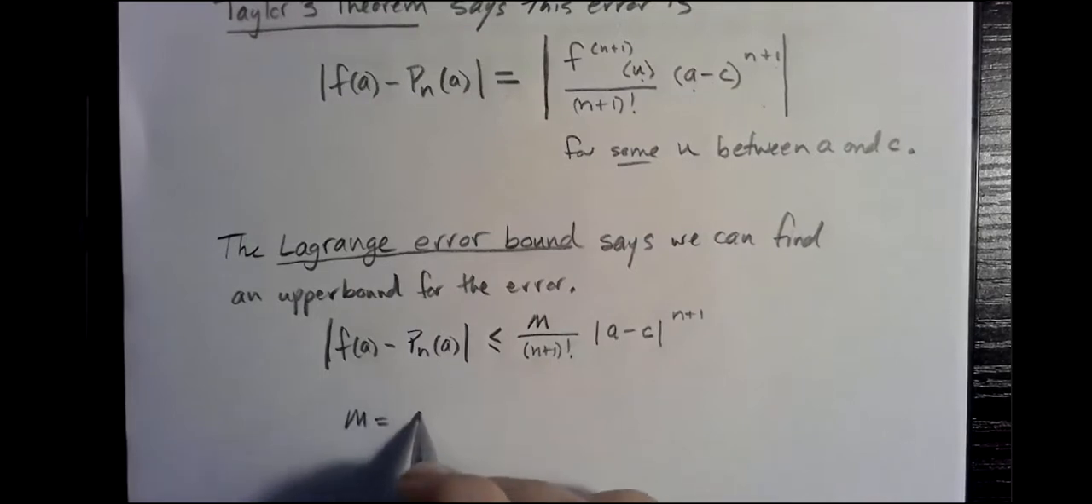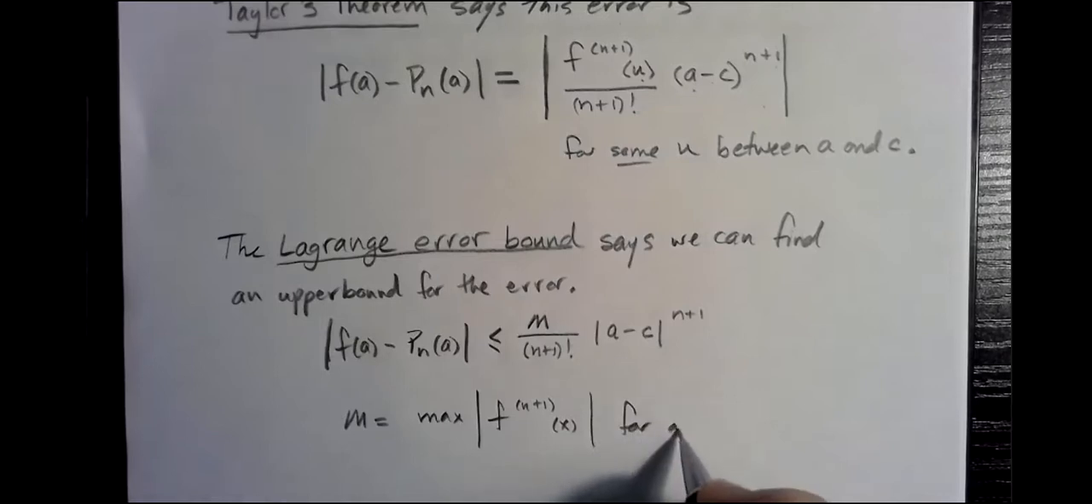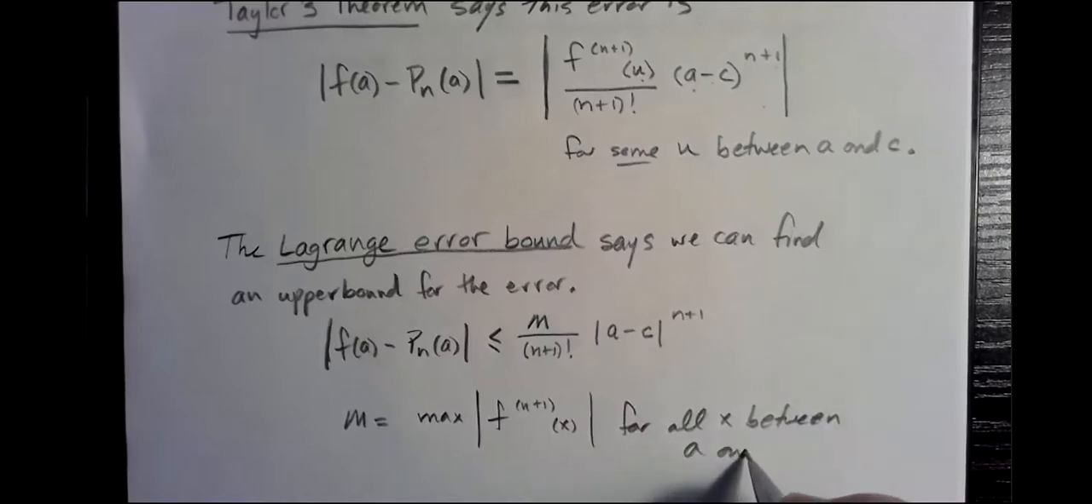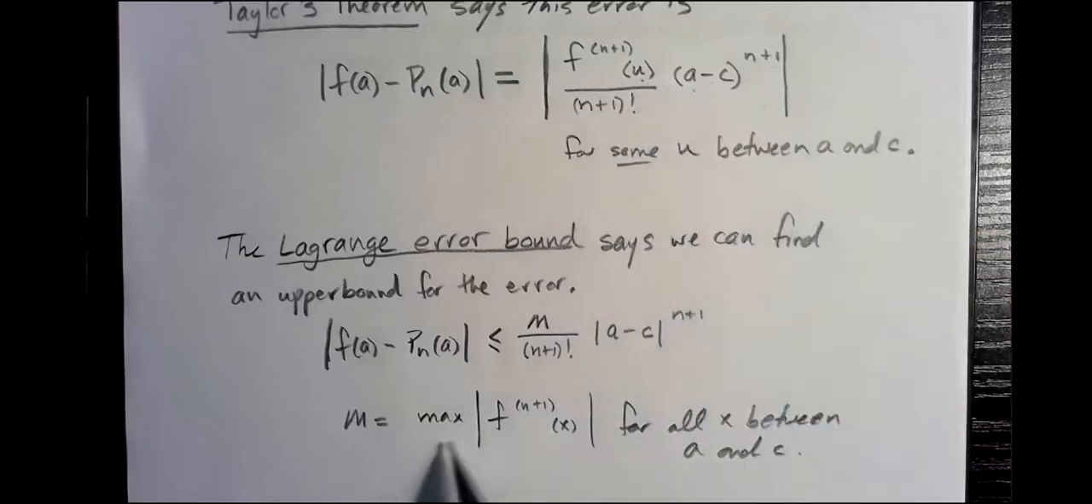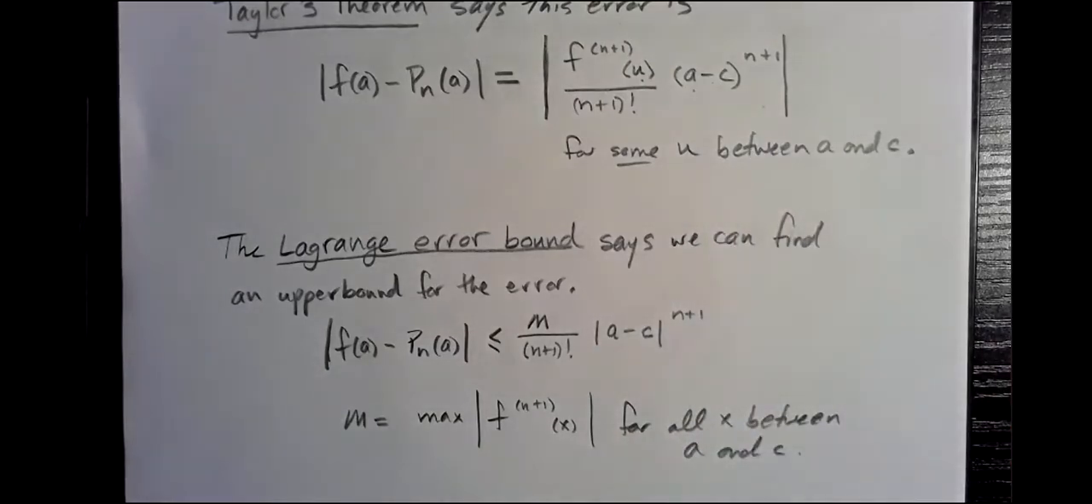M is defined to be the maximum absolute value of the n plus first derivative for all x between a and c. So maximum absolute value of the n plus first derivative of x when we look at all the x's between a and c. That's replacing the actual value of the n plus first derivative at u, and it should make sense here that if we find the largest possible value of the n plus first derivative on this interval, we can then find an upper bound for this actual value, which is generally going to be sufficient.